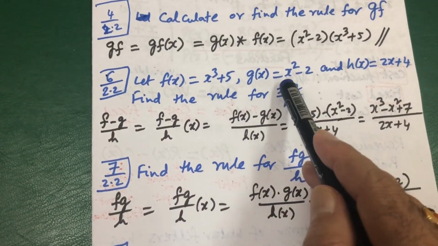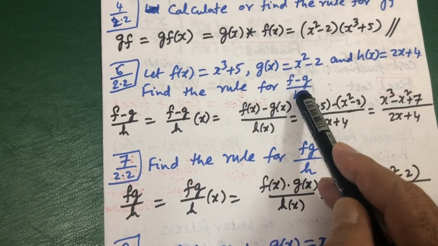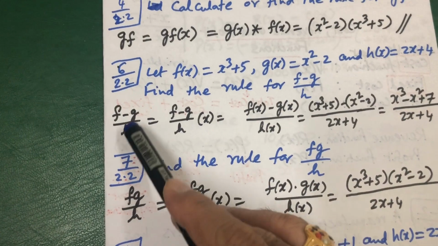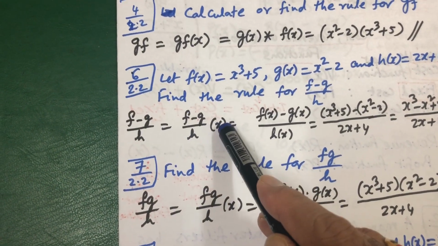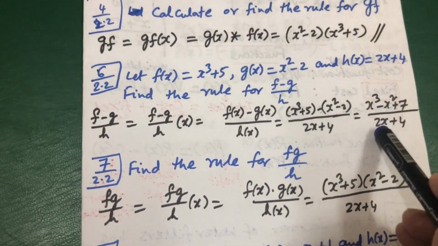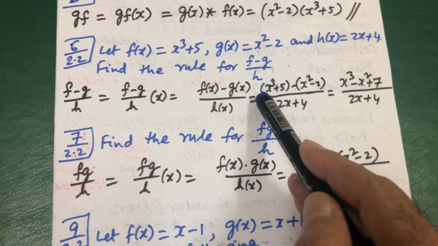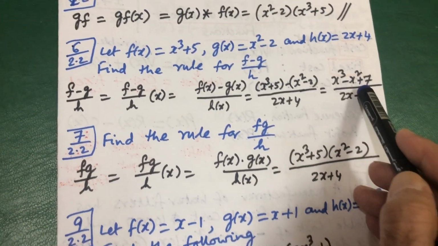f(x) is equal to this, g(x) is equal to this, h(x) equal to this. Find the rule for (f minus g) over h. So you should not ask like this. You should write (f minus g) over h at x. That means f(x), g(x), h(x). Put the values. 2x plus 4 over x cube minus x square, here it is. 5 minus 2 is plus 7.